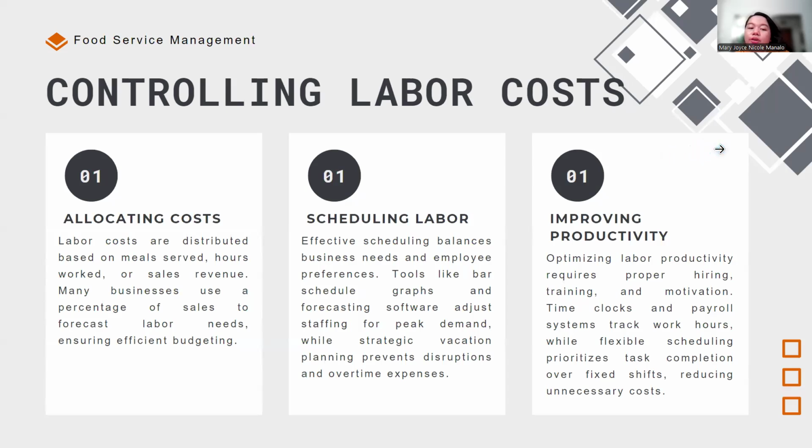So for controlling labor costs, first is allocating costs. Labor costs are allocated based on units produced, meals served, hours worked, covers served, or dollar sales. Next is scheduling labor. Efficient scheduling is crucial for labor cost control. Bar schedules, graphs, and forecasting tools help businesses adjust staffing based on peak demand. Next is improving productivity. Time clocks and computerized systems track work hours, wages, and job assignments to streamline payroll.